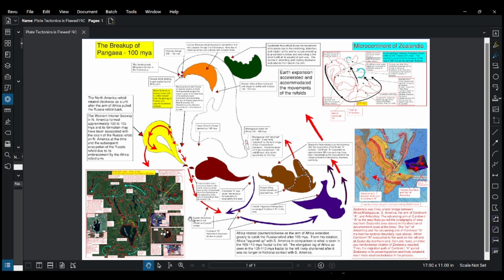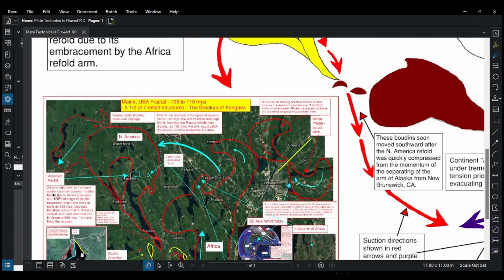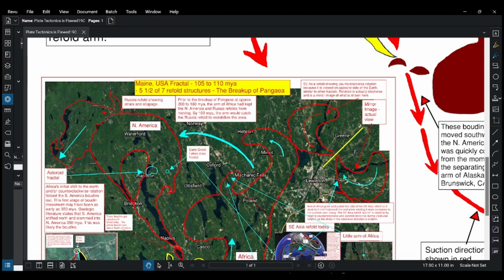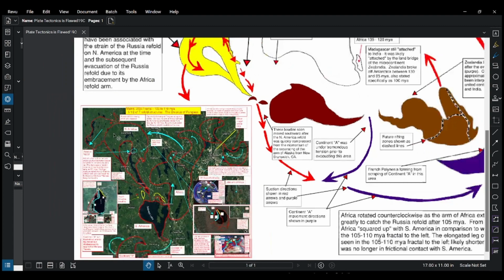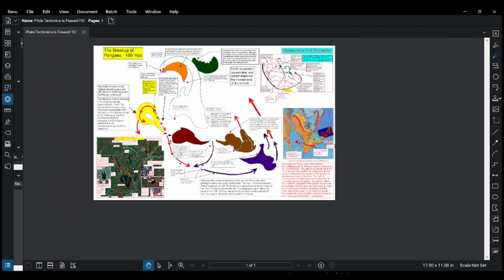Okay, this is after the breakup of Pangaea, about 100 million years ago. It's a figure that I made, and you can see, just before the figure, this famous fractal again. Russia refold is about to fall off the back of North America as things are rotating this way, counterclockwise. Once it falls off the back, this arm of Africa reaches out and gets it. So a lot going on here.